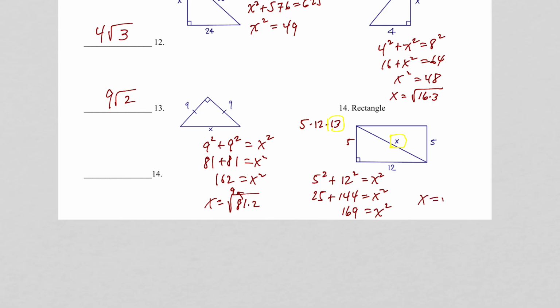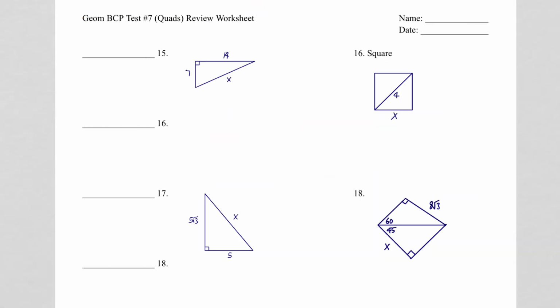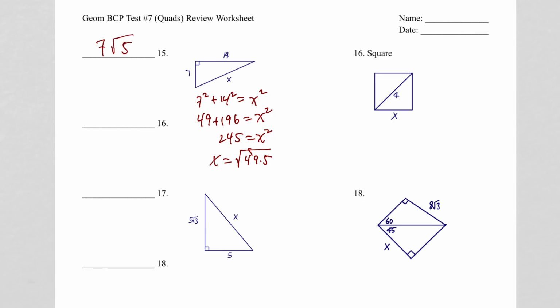So that means x is the square root of 169, which is 13. Here we have 7 squared plus 14 squared is equal to x squared. This adds up to 245. So x is the square root of 245, and 245 is 49 times 5. So you take this out and you get 7, and you're left with that root 5.